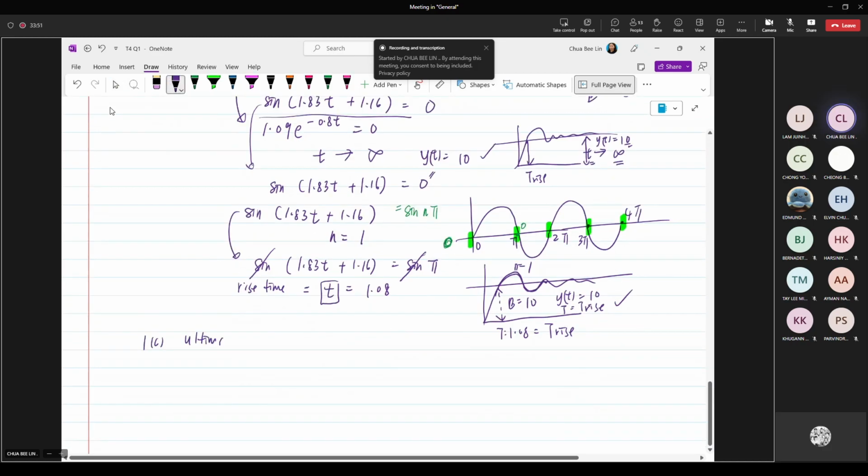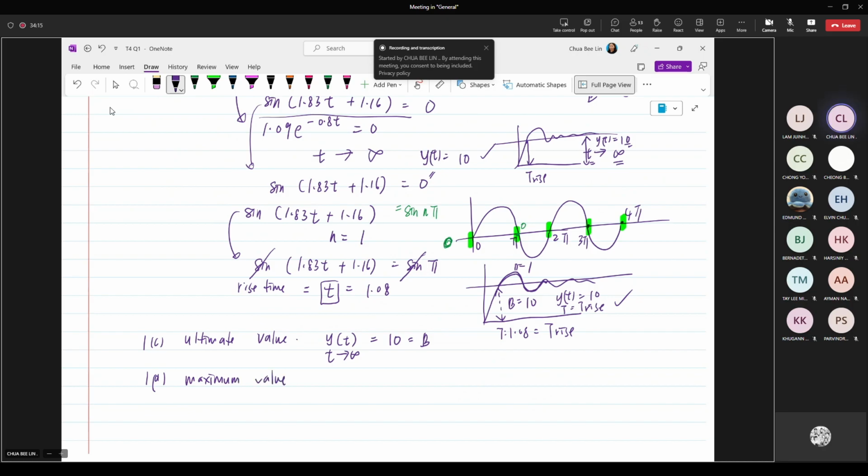1C is the ultimate value. And ultimate value is when y(t) goes to infinity. So you already solved this equals 10. So this is your B value, the ultimate value. Okay, maximum value. So we also learn maximum value.